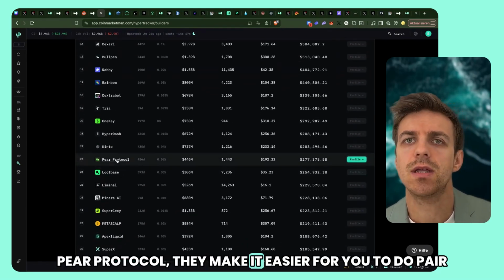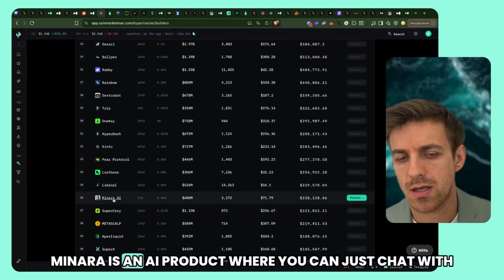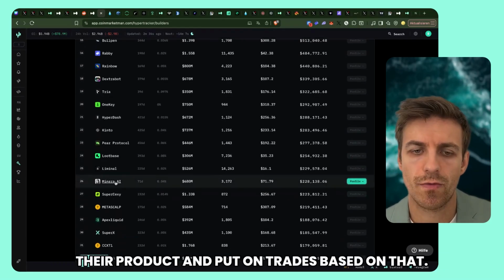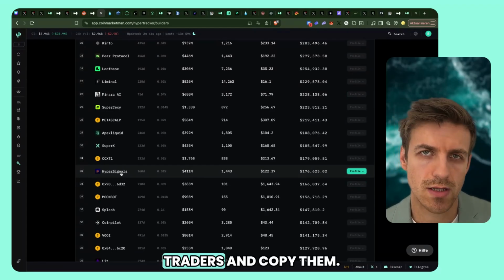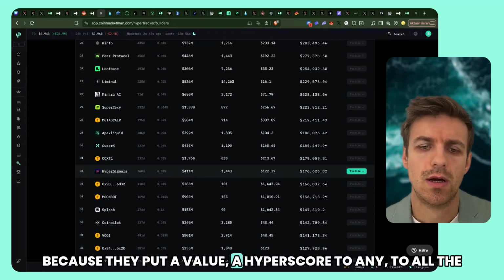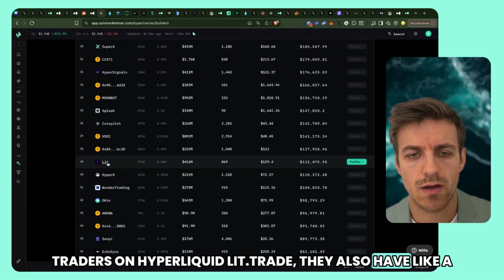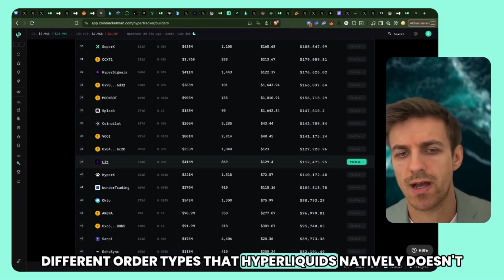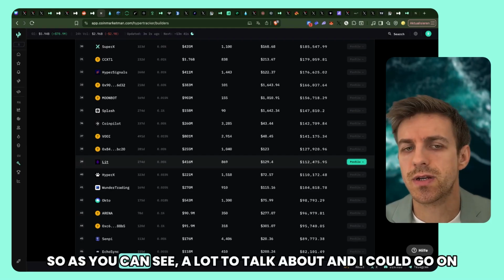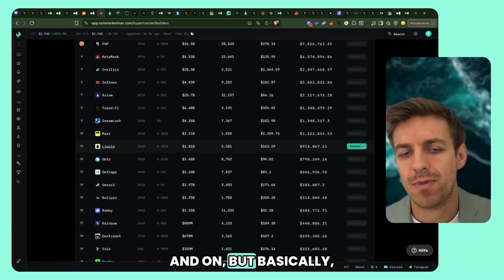Pair Protocol makes it easier for you to do pair trading directly on their platform. Minara is an AI product where you can just chat with their product and put on trades based on that. Hypersignals makes it easier for you to find great traders and copy them because they put a HyperScore on all the traders on Hyperliquid. Lit Trade also has a cool journaling feature and different risk modes, different order types that Hyperliquid natively doesn't have. So as you can see, a lot to talk about, and I could go on and on.